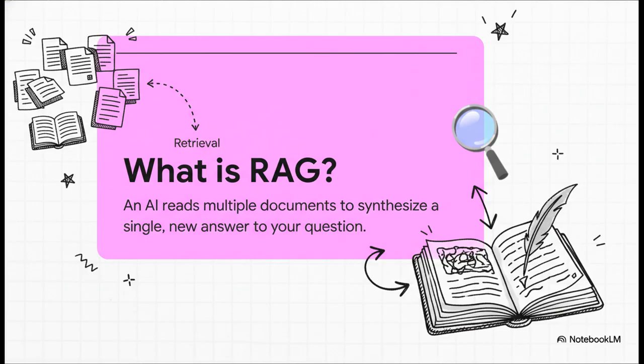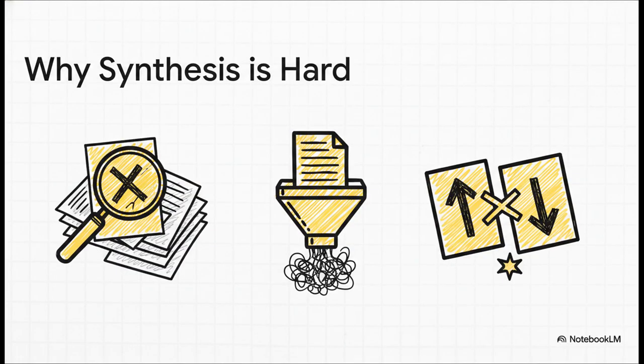Basically, it's a 2-step dance. First, the retrieval part goes out and finds a bunch of documents it thinks are relevant to your question. Then, the generation part, that's the large language model, tries to read across all of them at once to write a single cohesive paragraph. It's moving from being an organizer to being an actual author. But here's the catch. Doing this well is incredibly hard, and it can fail in a few different ways.